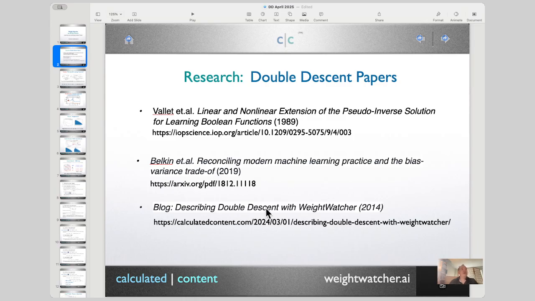And then a few years ago, I wrote a blog on this. I decided, this is really interesting. I'm going to apply WeightWatcher to it. And it turns out WeightWatcher works out of the box. And I'm going to explain why.